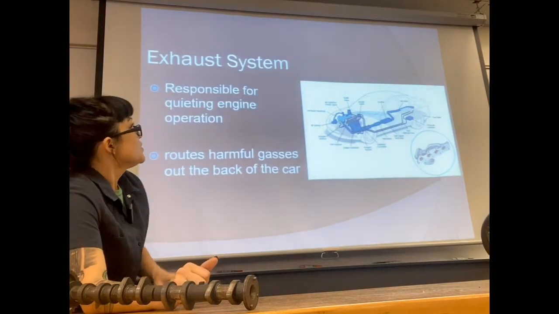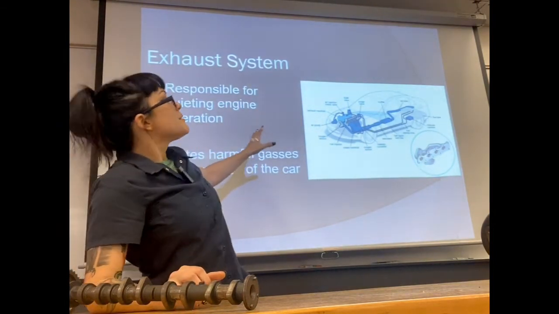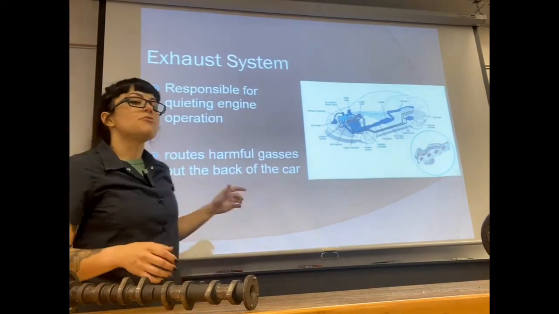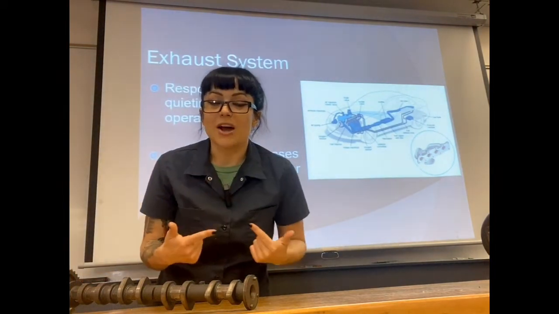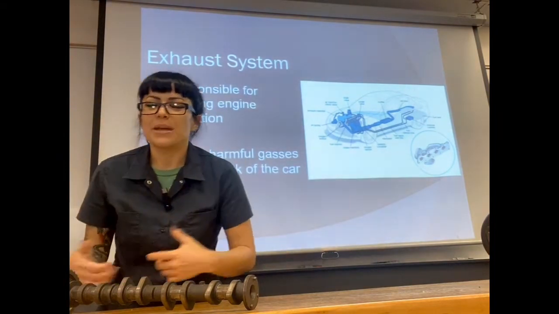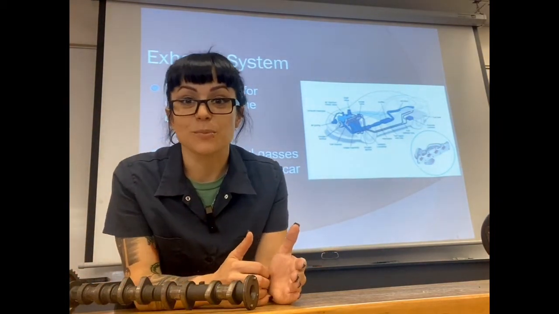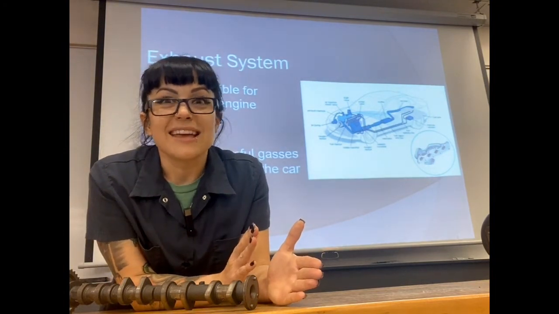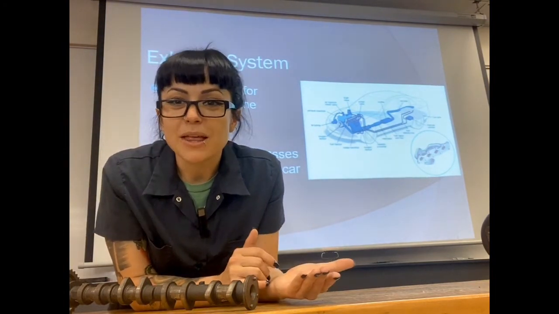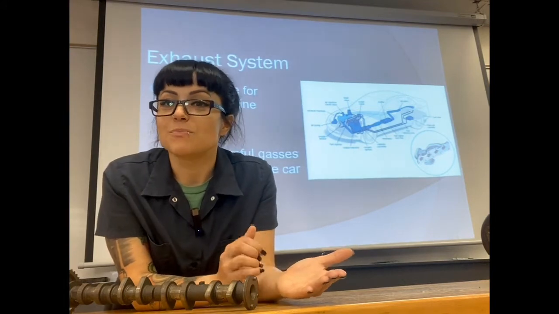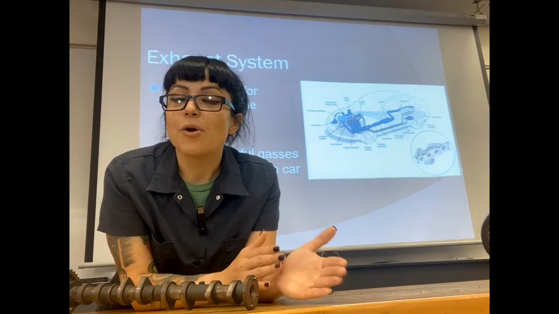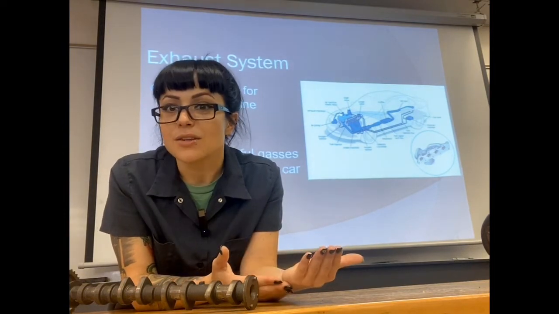And then lastly, the last subsystem in our engine main system is going to be our exhaust system. The exhaust system is responsible for not only quieting engine operation, but also routing all those harmful gases we just talked about out the tailpipe. It's really important that our engine can breathe. If our engine can't breathe, then it can't run. So you've probably already heard jokes about people sticking bananas or potatoes up people's tailpipes. How does that affect the engine running, you might think?